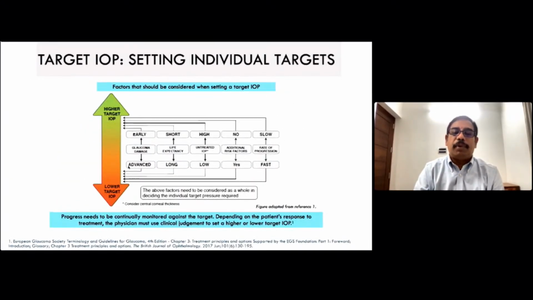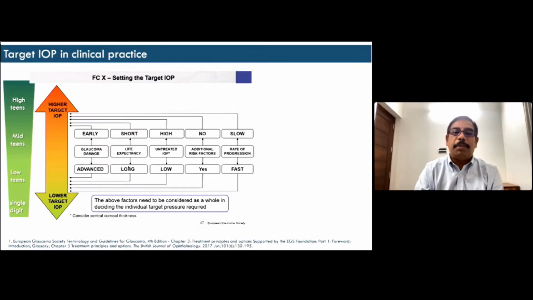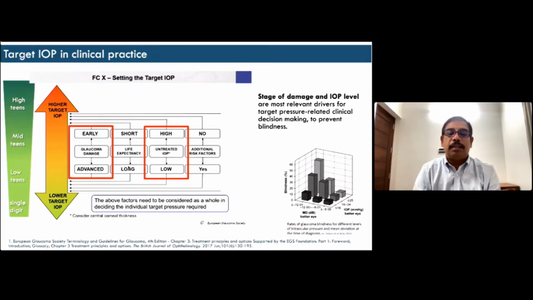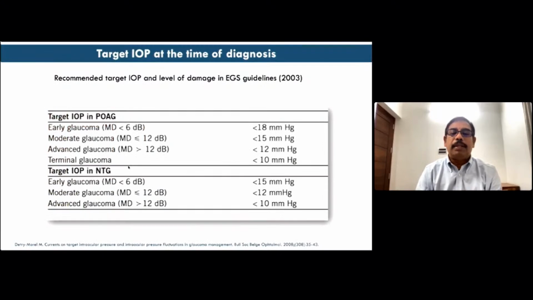We know from the previous speakers that setting the target pressure is extremely important, but there are two criteria. One is the amount of damage the patient has, and the other is the amount of untreated IOP. These two things play a major role. Looking at this patient, with early to moderate glaucoma, an IOP of around 15-16 is reasonably okay.